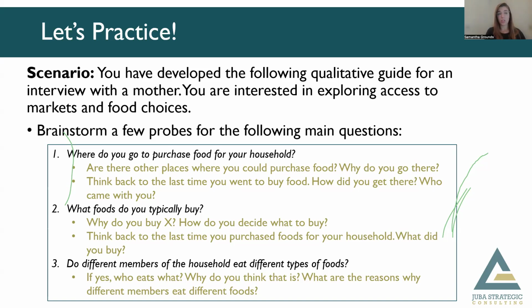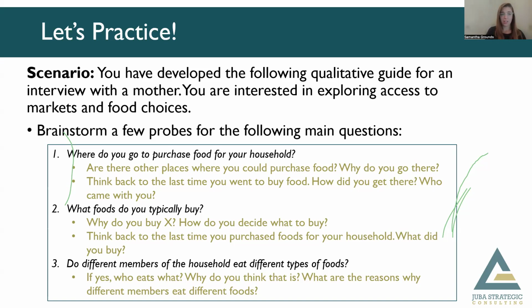So for question 2, what foods do you typically buy? Other probes could be, why do you buy that food? You could go, if they list out 5 different foods that they typically buy, you could ask about each of those. You could ask about one of those. How do you decide what to buy? Thinking about the factors. Is it cost? Is it thinking about nutritious foods? Is it preference? Is it all of the above? So understanding those choices as well.